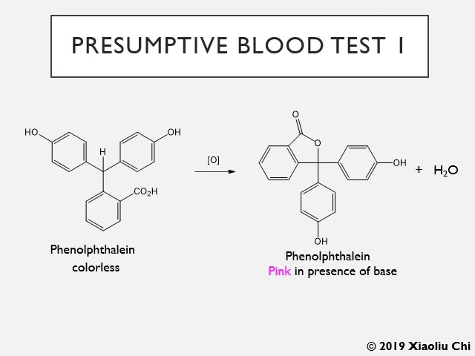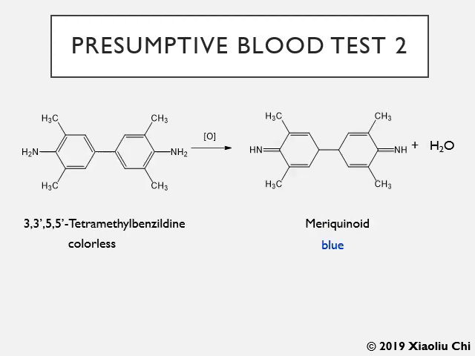In this experiment, you are going to perform a presumptive blood test on several organic dyes. The first one is phenolphthalein with hydrogen peroxide and in the presence of a blood sample. Phenolphthalein will change color from colorless to pink. The second organic dye is tetramethylbenzidine. This compound will be oxidized from colorless to blue.